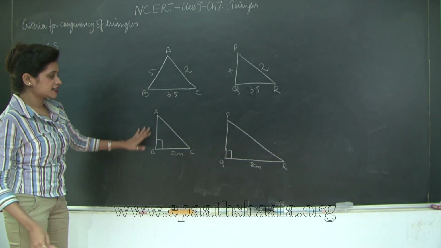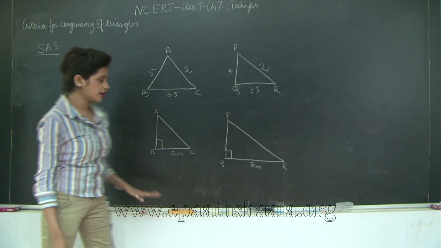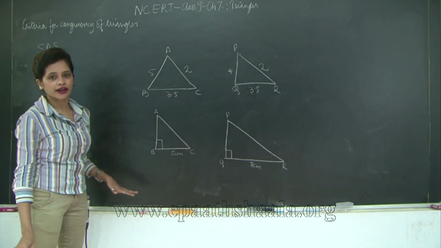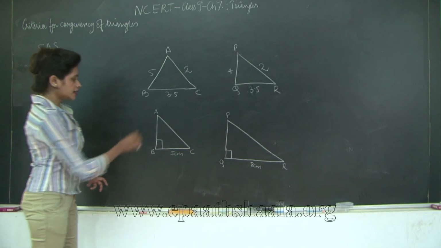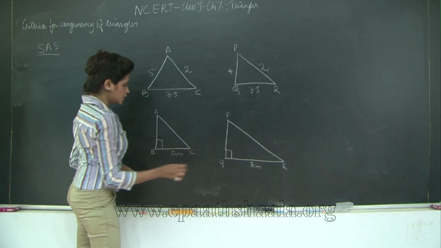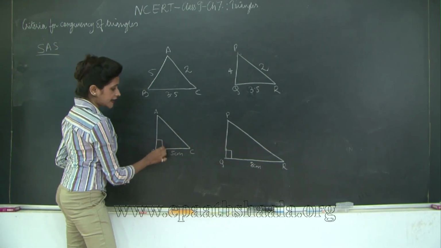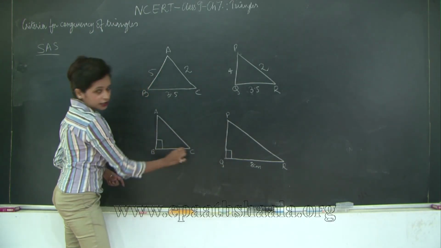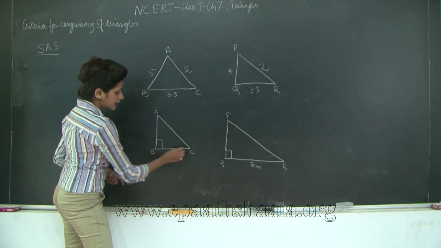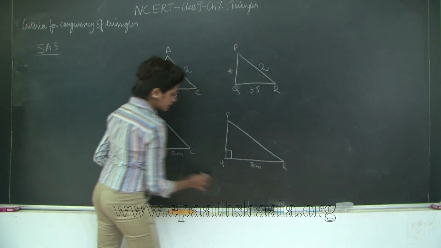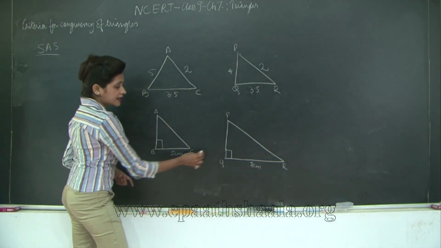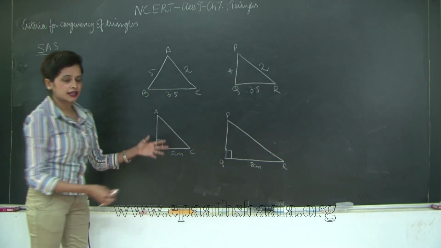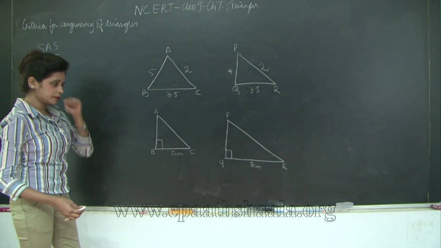Now, if I take triangle ABC and PQR, they both look like right angle triangles, but are they congruent? That is, is ABC congruent to PQR? Let us check. We have an angle that is common, that is, angle PQR is congruent to angle ABC, but take a look at sides BC and QR. They are not equal, right? Therefore, we cannot say that ABC is congruent to PQR.